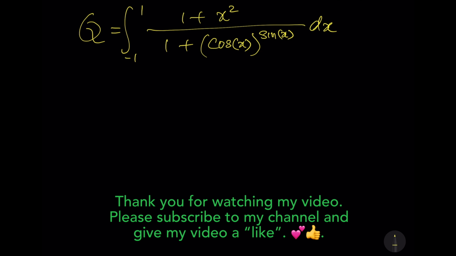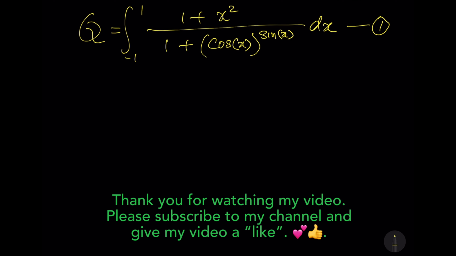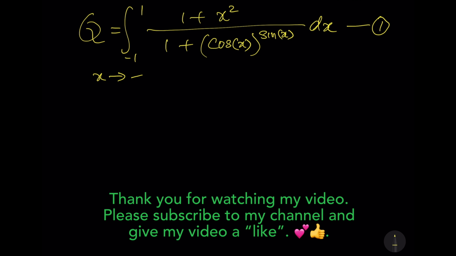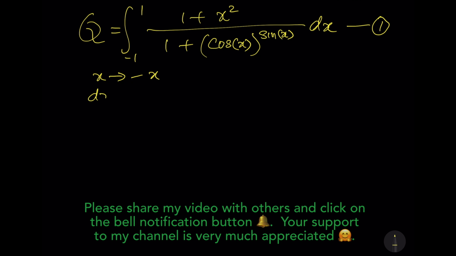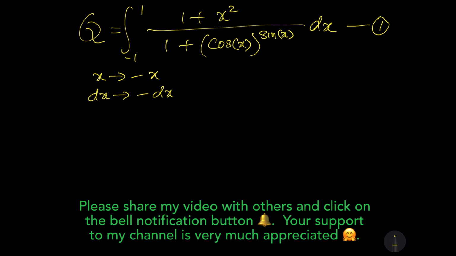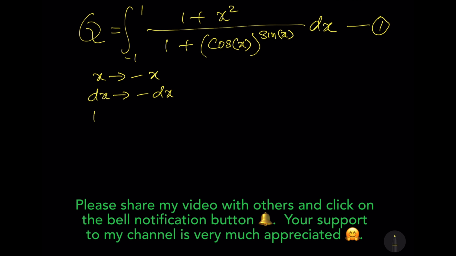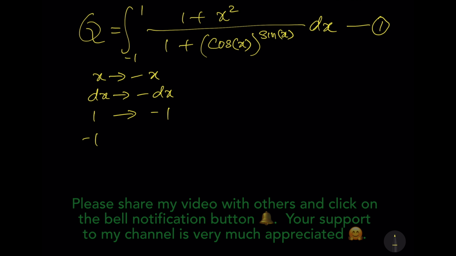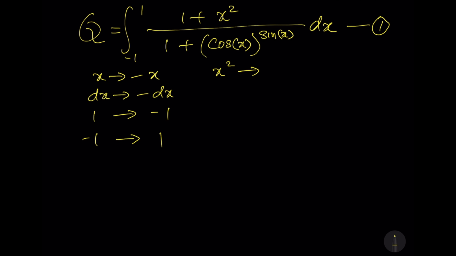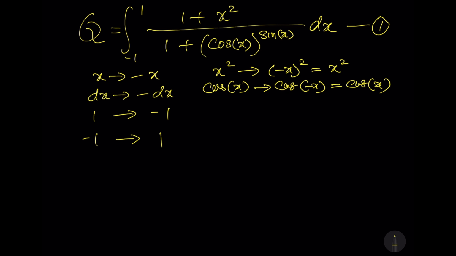Define the original question as equation 1. Then we're going to replace x with something. In this case, change x to negative x, which means dx changes to negative dx, 1 becomes negative 1, and negative 1 becomes 1. x power 2 becomes negative x power 2, which again equals x power 2. The cosine x becomes cosine negative x, which equals cosine x. Lastly, sine x becomes sine negative x, which is negative sine x.